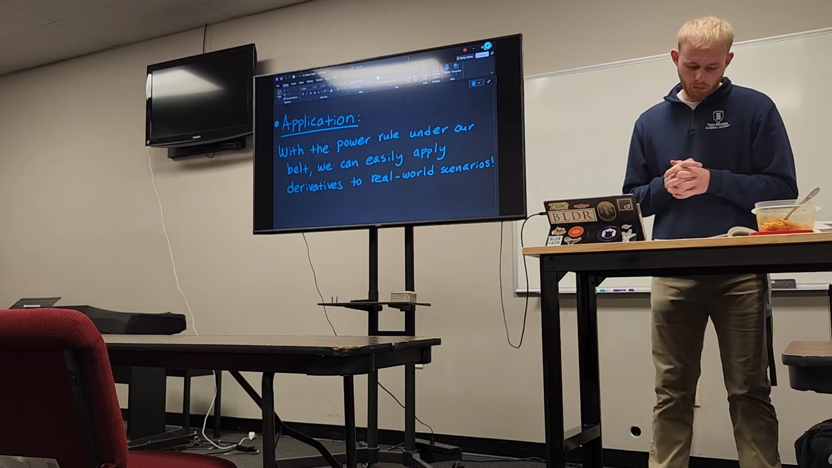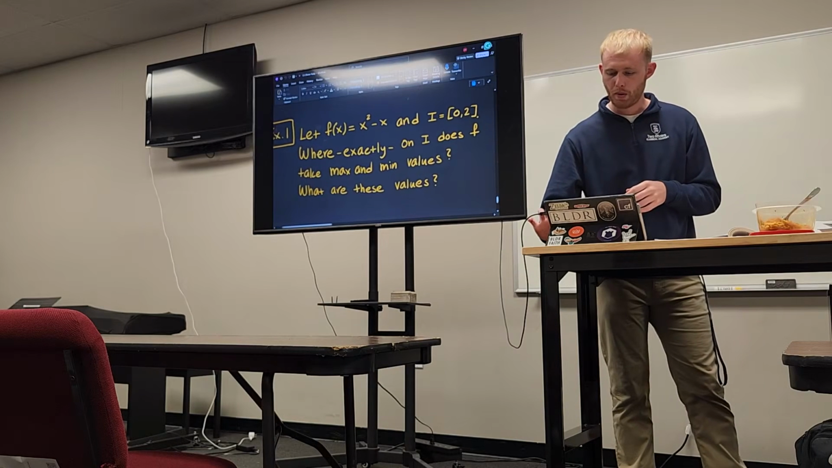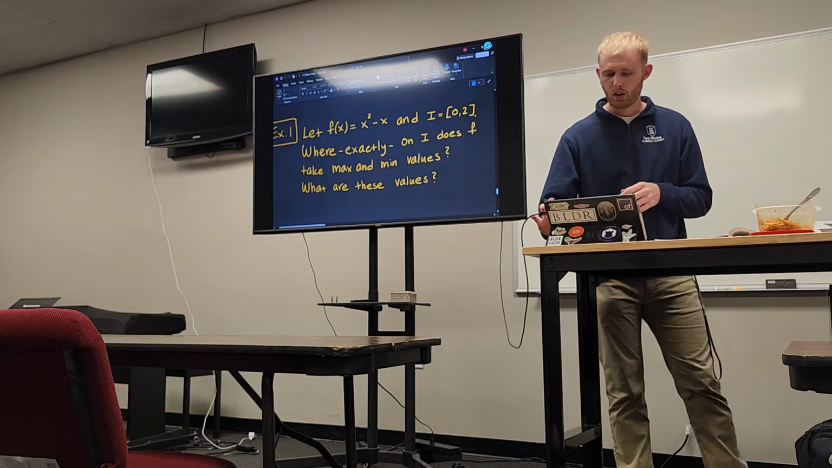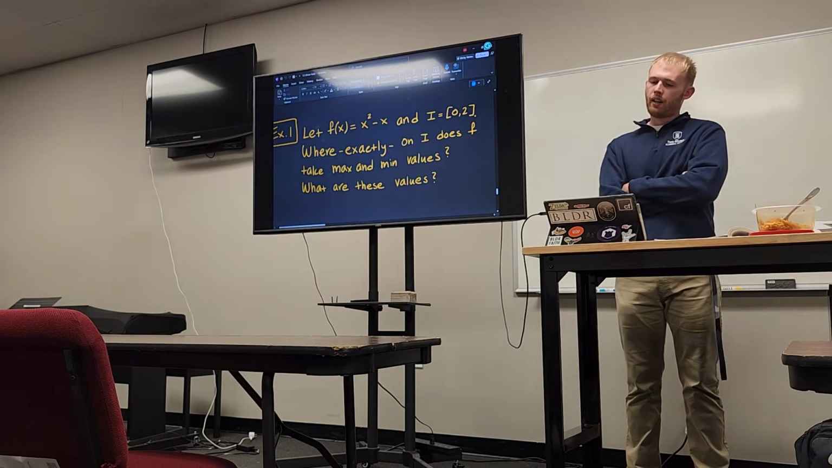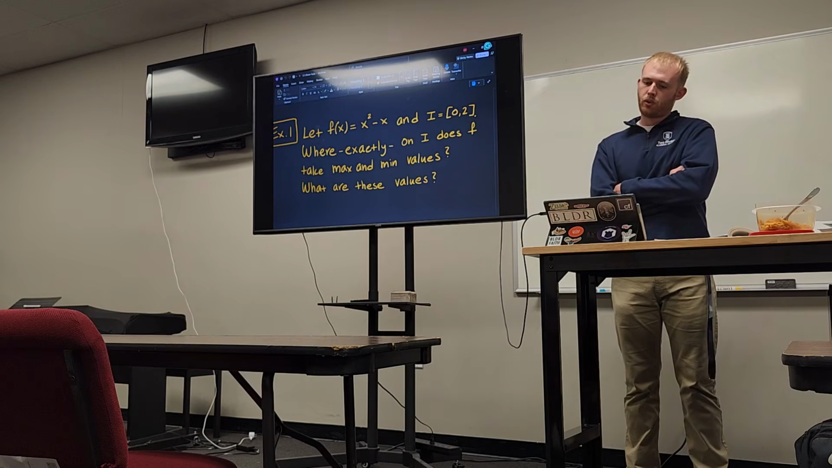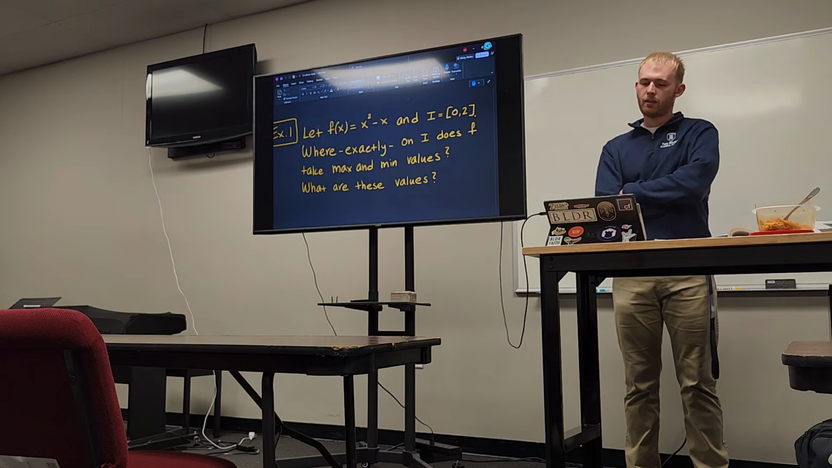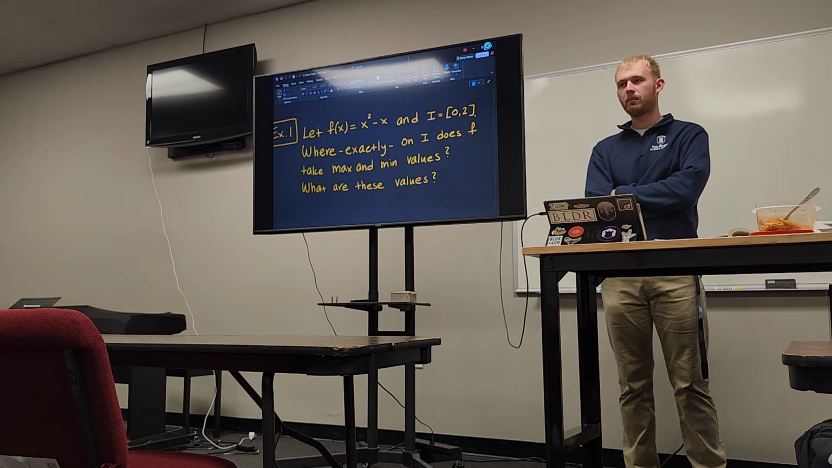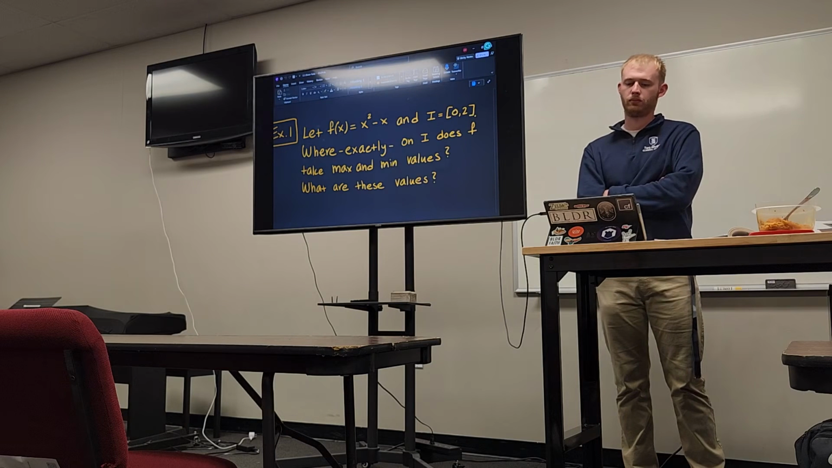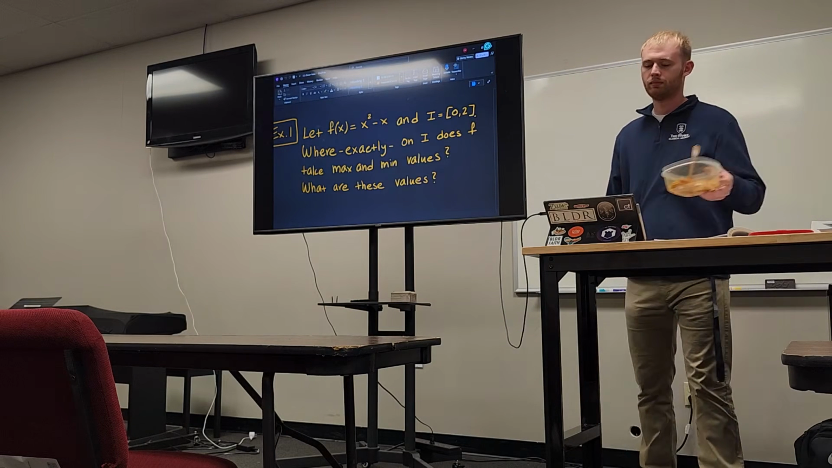Okay, example 1. Here you go, lots of words. Not really, this isn't too bad. Let f of x equal x squared minus x, and I equal the interval 0 to 2. Where exactly on I does f take maximum and minimum values? What are those values? Go ahead and start thinking through that. Where exactly on I?